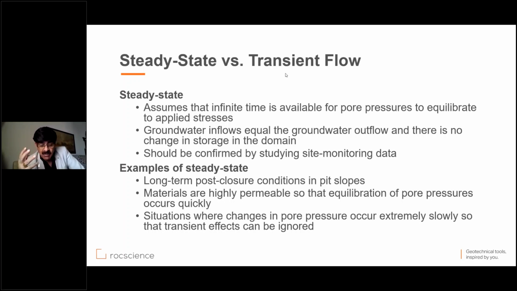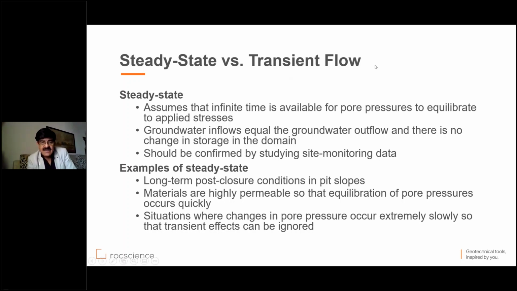Examples of steady state: long-term post-closure condition in pit slopes, the open pit mine slopes which are closed down after production is over. The long-term post-closure conditions would be steady state flow conditions. Another example is materials which are highly permeable, where equilibration of pore pressure occurs very quickly, and also situations where the change in pore water pressure occurs extremely slowly, so that the transient effect can be ignored. Those are the examples of steady flow.